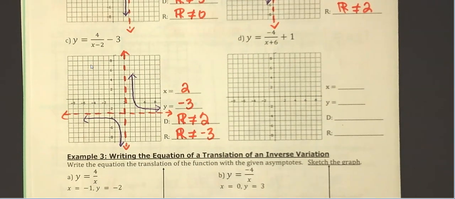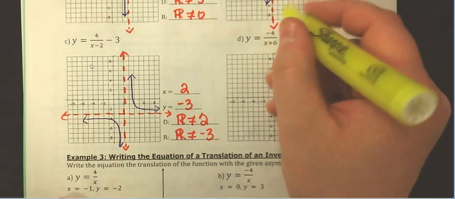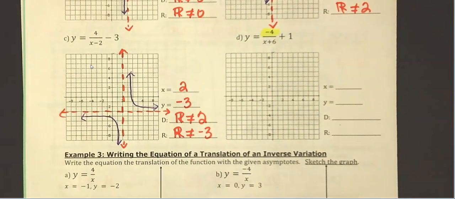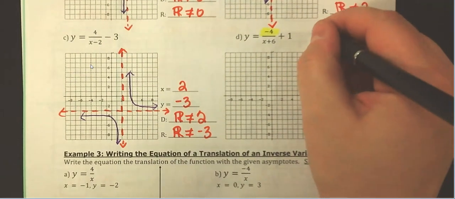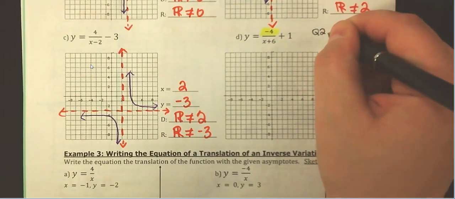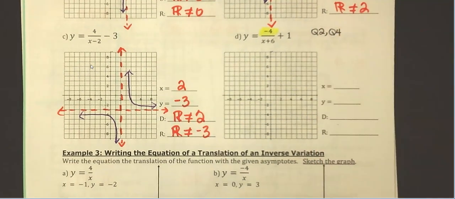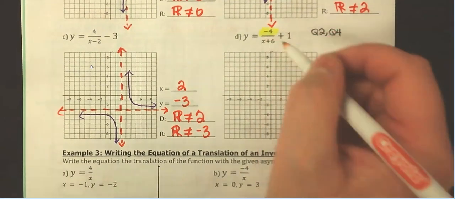And then I'm going to do one more. This last one, I do have a K value that is now negative 4. So I'm just paying attention to that. So now I know, just based on that, my branches should be in quadrant 2 and quadrant 4, but based on my asymptotes, this guy, we're going to go x minus 6.